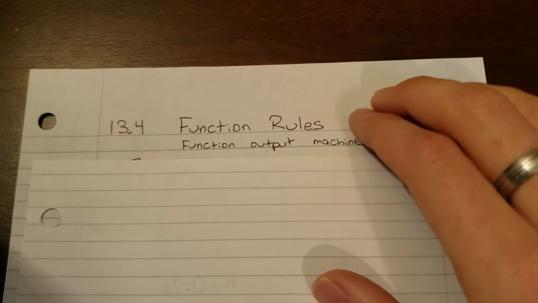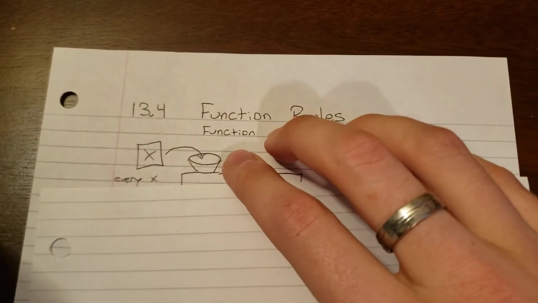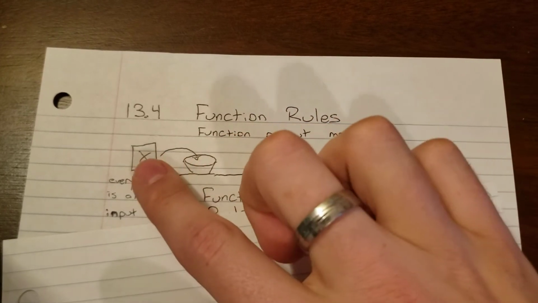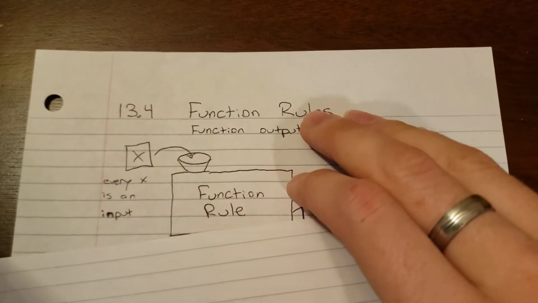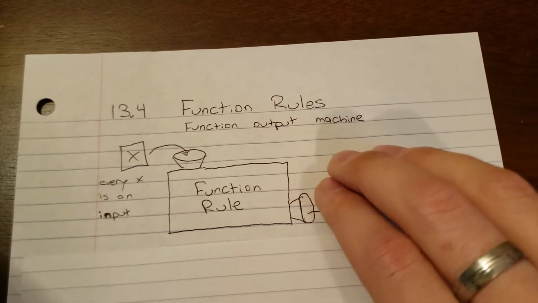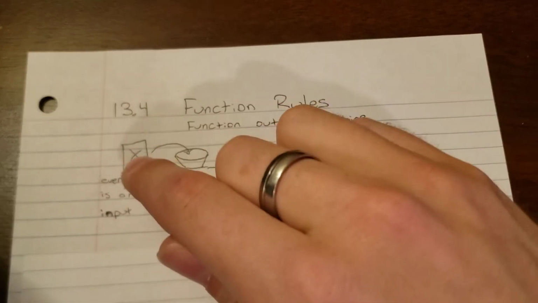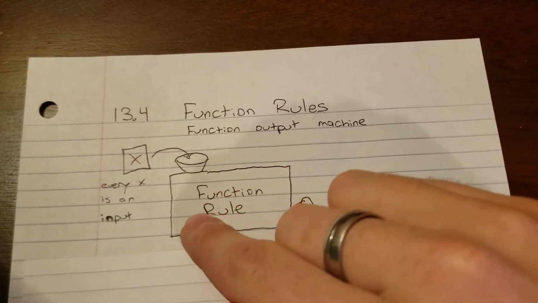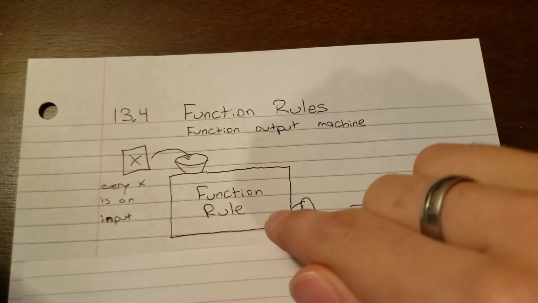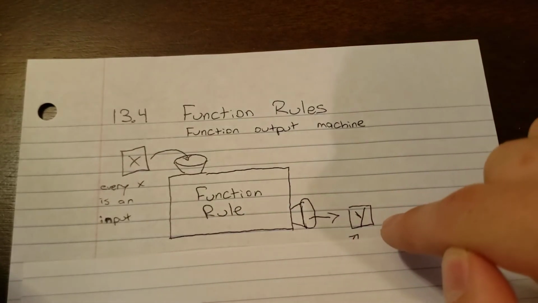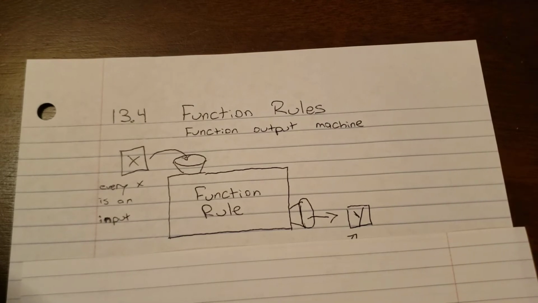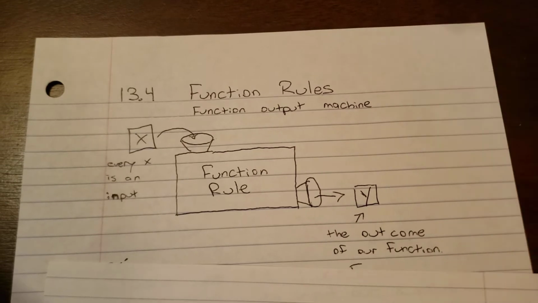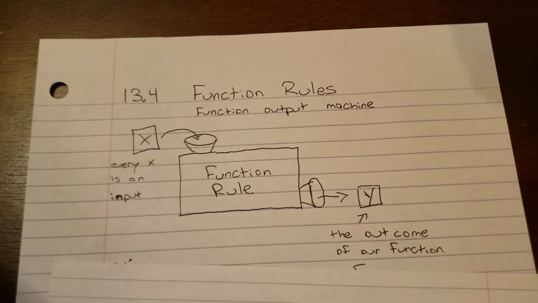And what we see is whenever we have an x, every x is an input. So we have this x and it's input into this function rule. So it's this little function machine, and you could throw it in there, and you could imagine it go boom, boom, boom. It's got a little conveyor belt in here, and it comes out boink, with a y. So again, every x is your input, and every y is the outcome of our function.